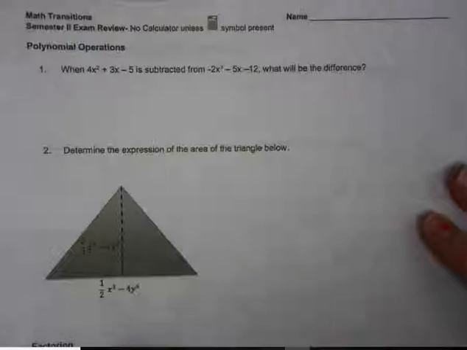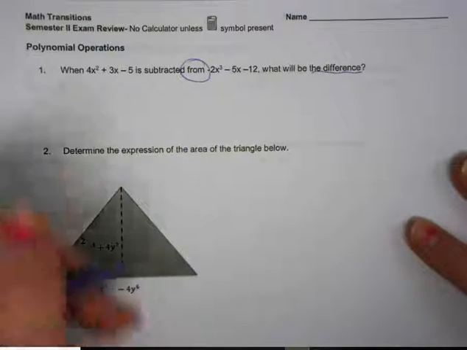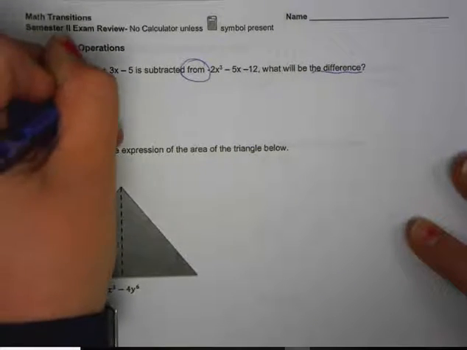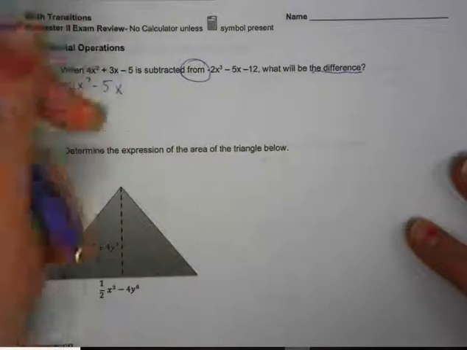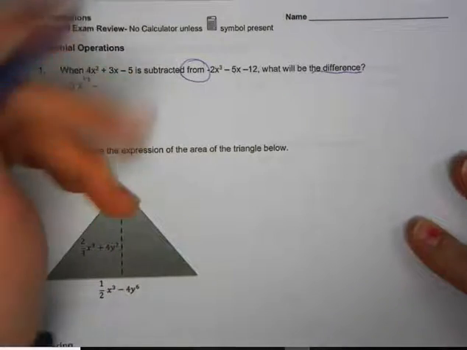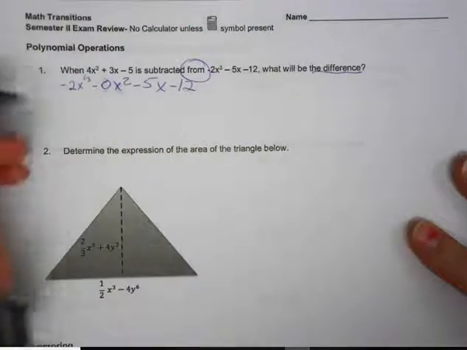It says when 4x squared plus 3x minus 5 is subtracted from negative 2x cubed minus 5x minus 12, what is the difference? So the key word here is difference, and we're curious about which one's being subtracted from. So we're going to take the second one, negative 2x cubed minus 5x minus 12, and I'm actually going to leave a space for the x squared because we don't have an x squared in this one. So I'm going to put 0x squared minus 5x minus 12.